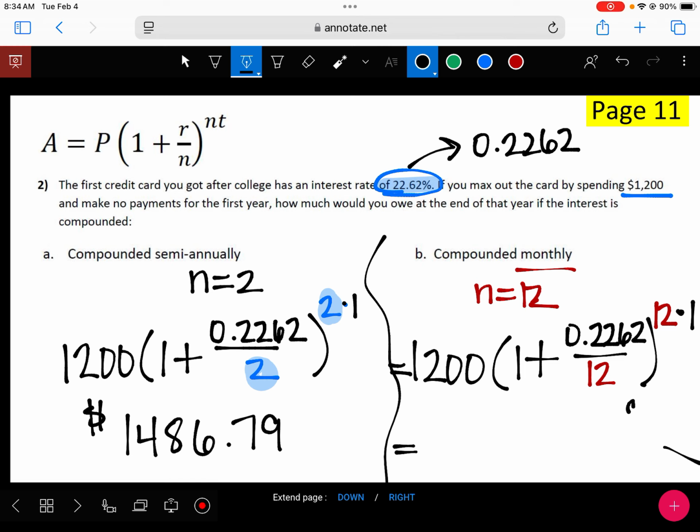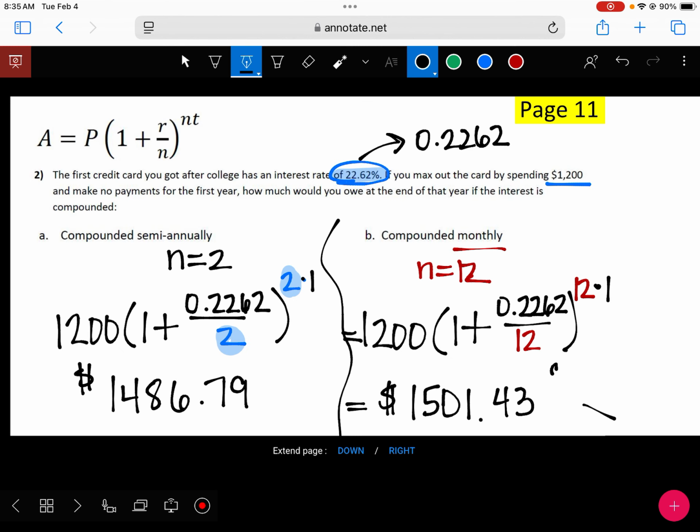Yep. And then close the parentheses. And then you hit that button. Yep. There you go. 1501. How many pennies? 42, 43. Somewhere around there. We're not going to argue about a penny. So next.